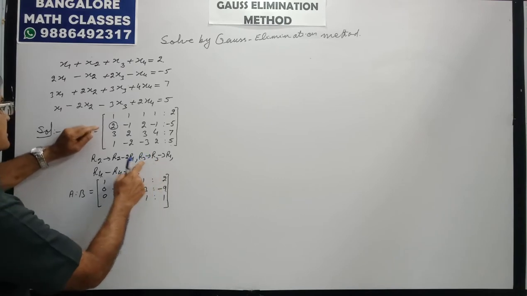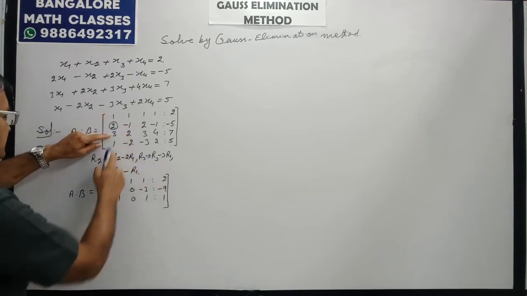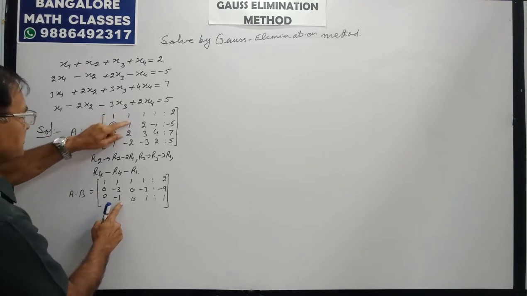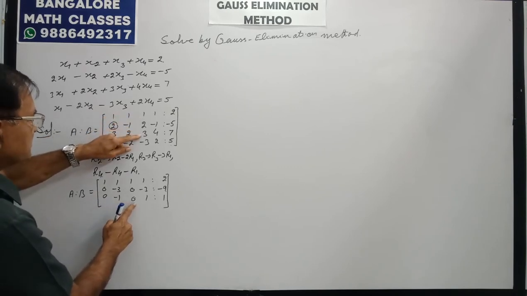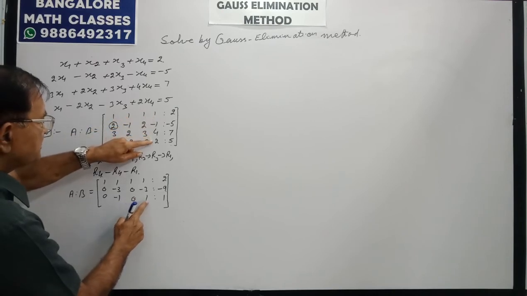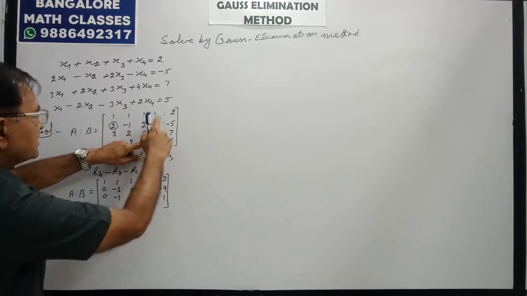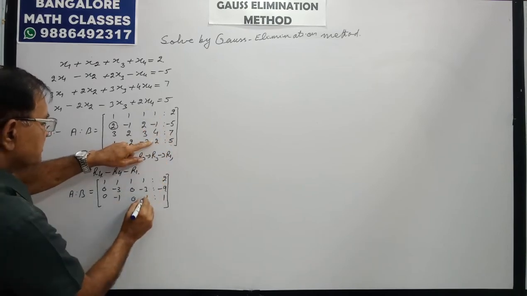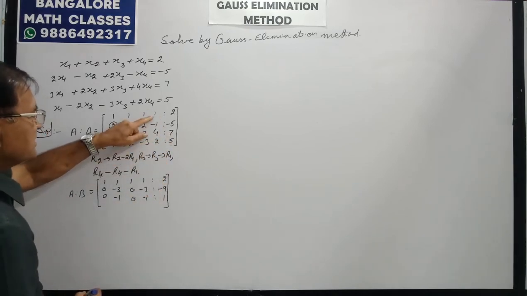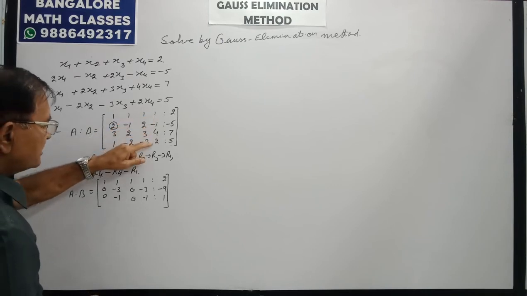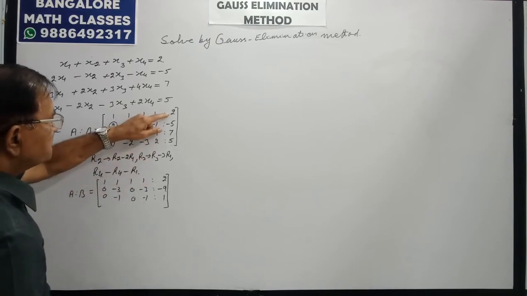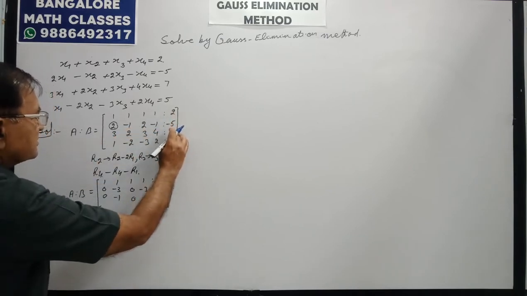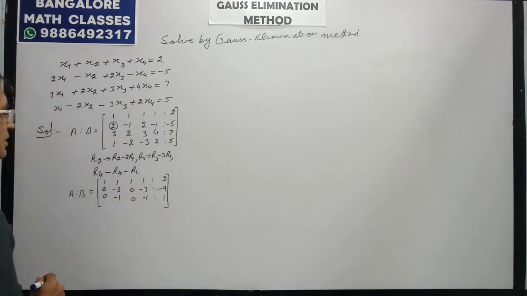R3 to R3 minus 3R1 means triple and subtract 0, triple and subtract minus 1, triple and subtract 0, triple and subtract. See, here we are going to make a mistake. Triple and subtract. There is a minus 3. Triple and subtract. That is 6. 7 minus 6 is 1.